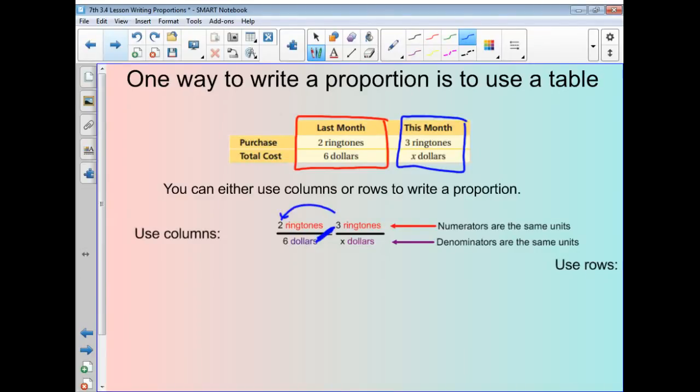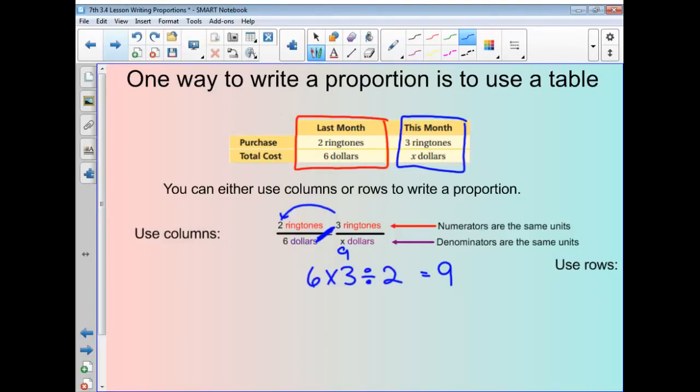Up in your upper levels, they call it cross multiply and solve, because in our next lesson we're going to be solving some of these that involve algebra. So here, I would cross multiply, 6 times 3, and then divide by 2. 6 times 3 gives me 18, divided by 2 gives me 9. So it's going to cost me $9 for those 3 ringtones.